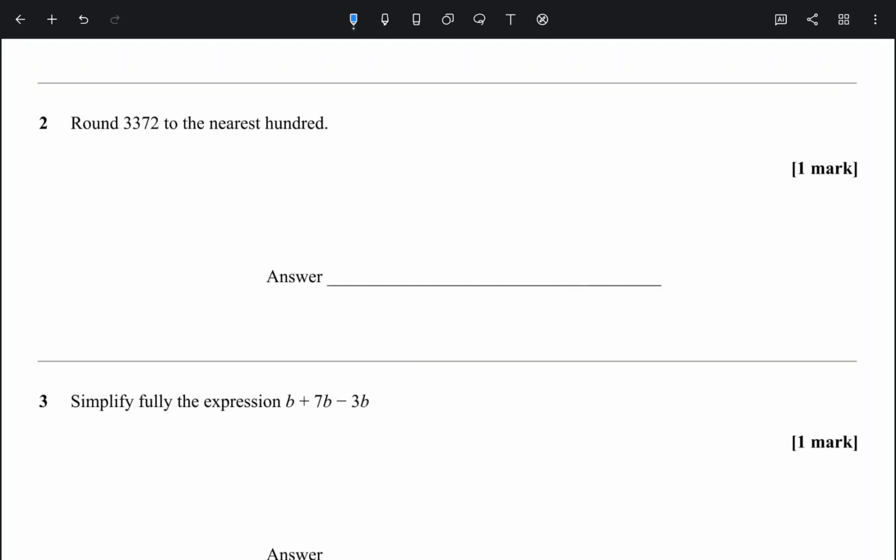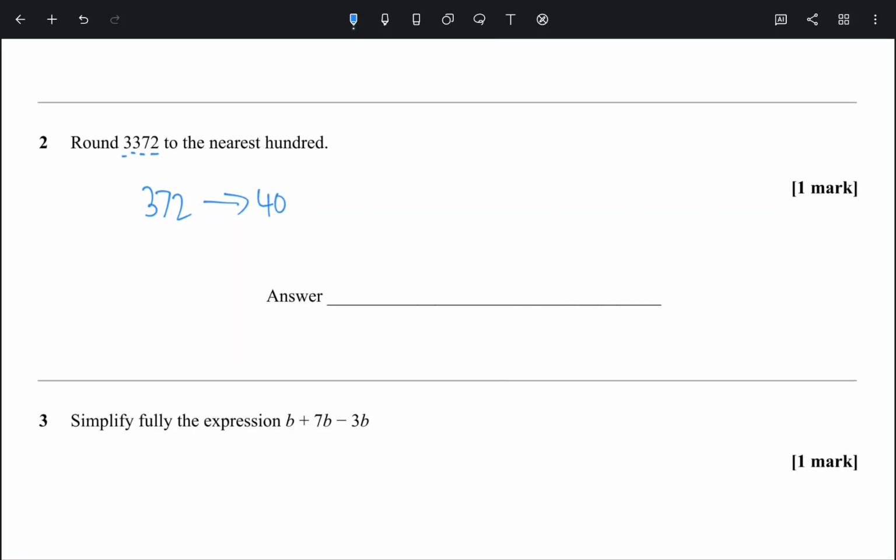Question number 2, round 3,372 to the nearest hundred. So we look at our ones, tens, hundreds, thousands. If we look at the hundreds, we've got 372. Now if we round that to the nearest 100, you need to ask yourself, is it closer to 300 or 400? Clearly it's closer to 400 because of the 72. So when we rewrite it, it'll be 3,400. That would be the nearest hundred, so that would be your answer for question 2.